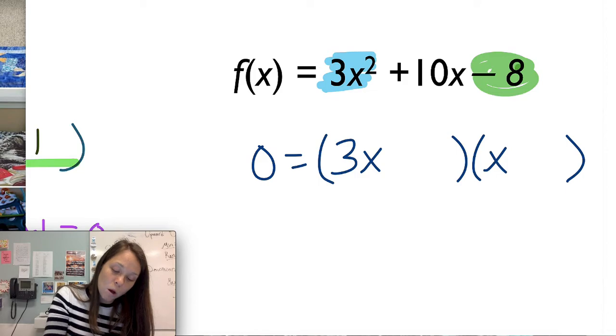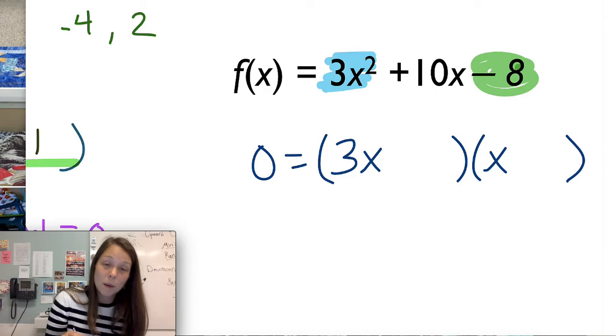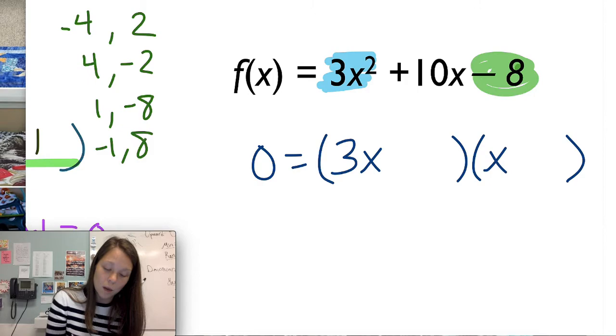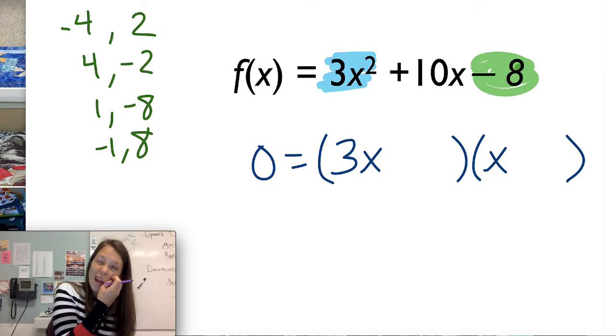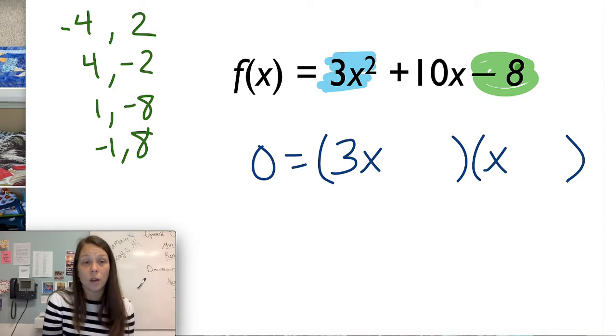Well, factors that multiply together to get negative 8 are numbers like, I'm just finding some room over here, 4 and 2, where maybe it's a negative 4 and a positive 2, a positive 4 and a negative 2, a 1 and a negative 8, or a negative 1 and a positive 8. So these are all my options to multiply to get negative 8.